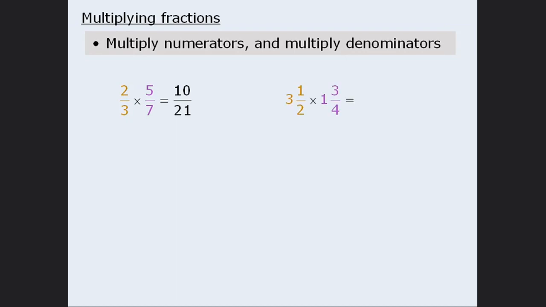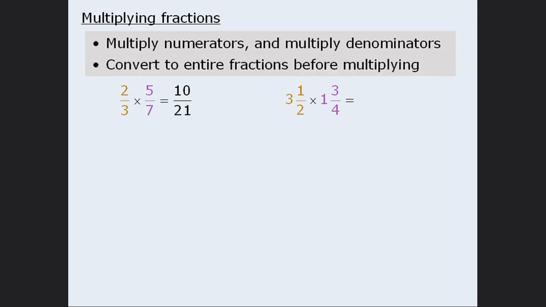What about this example? How do we handle mixed numbers? Well, the rule here is to first convert any mixed numbers to entire fractions before multiplying. So first, we will rewrite 3 and 1/2 as 7/2, and then we will rewrite 1 3/4 as 7/4. At this point, we can multiply the numerators, 7 and 7, to get 49, and we can multiply the denominators, 2 and 4, to get 8. So 3 and 1/2 times 1 3/4 is equal to 49/8.